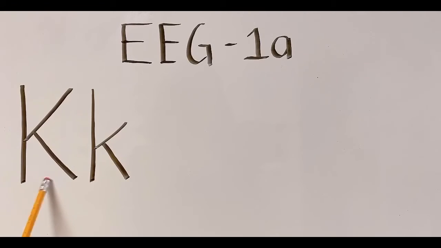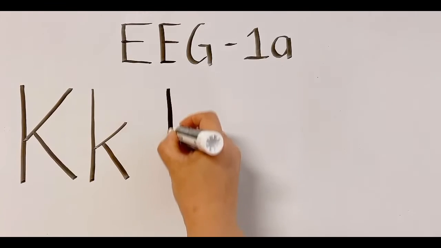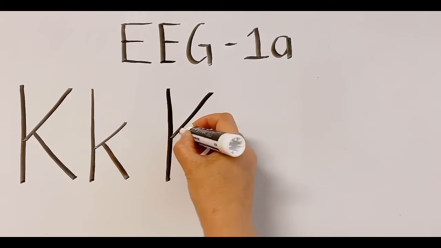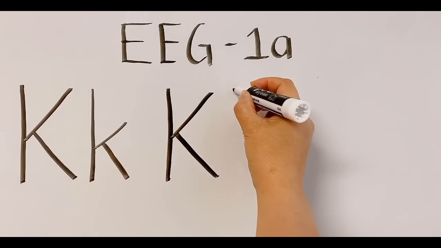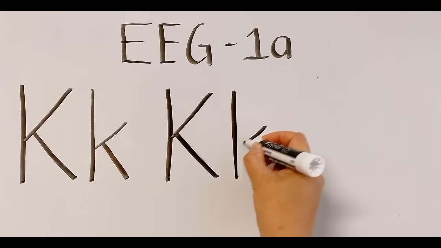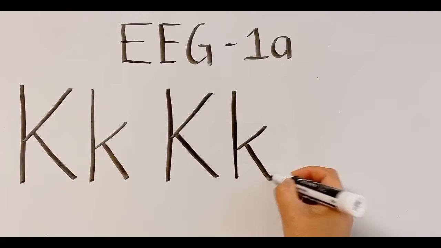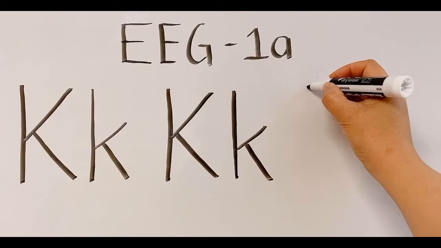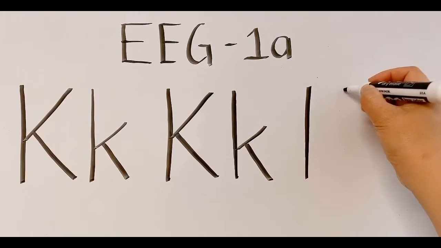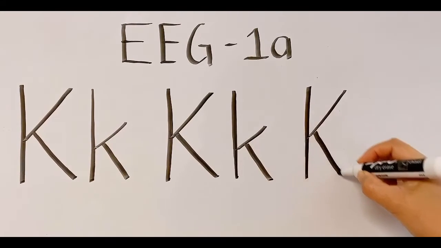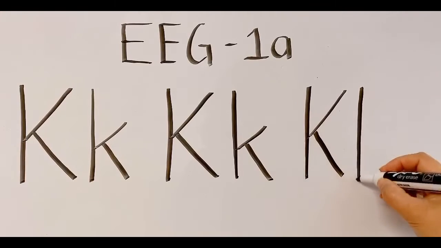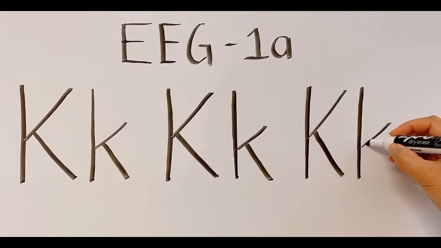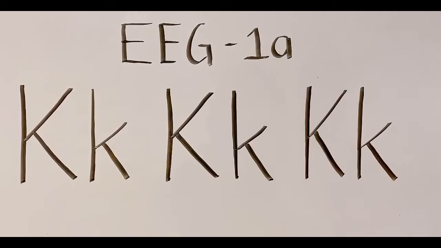Okay, now is the letter K. Capital K, small letter K. That's right. Capital K and the small letter K. Okay, it's like a baby K. Again, let's write capital K and the small letter K. Okay, good.